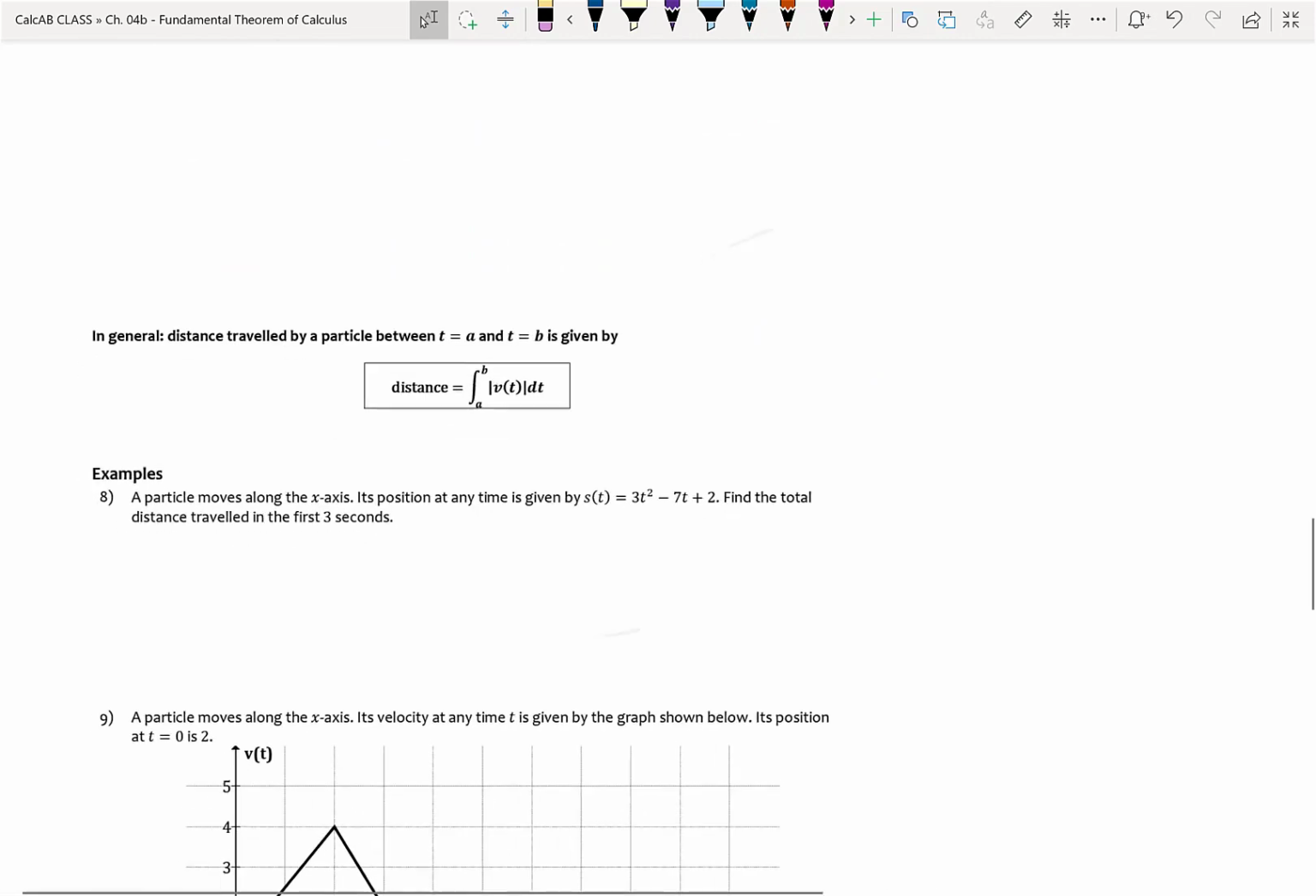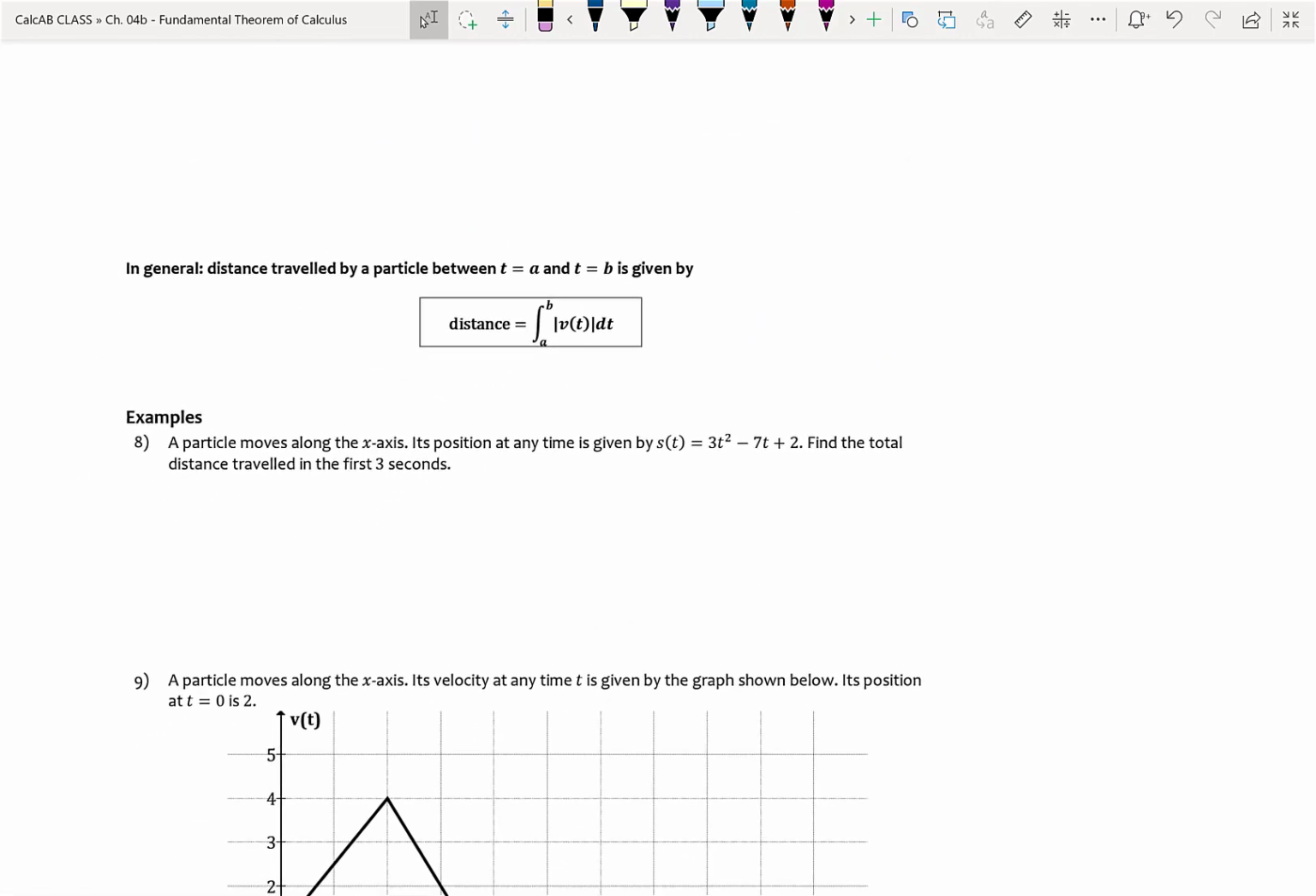In general, the distance traveled by a particle between t equals a and t equals b is given by the absolute value of the integral. So just to review, what is the integral itself? The integral of v of t without the absolute value is not distance, it's what? Yeah, that's displacement. If I don't put the absolute value, it's displacement. If I do have an absolute value, that is distance traveled.